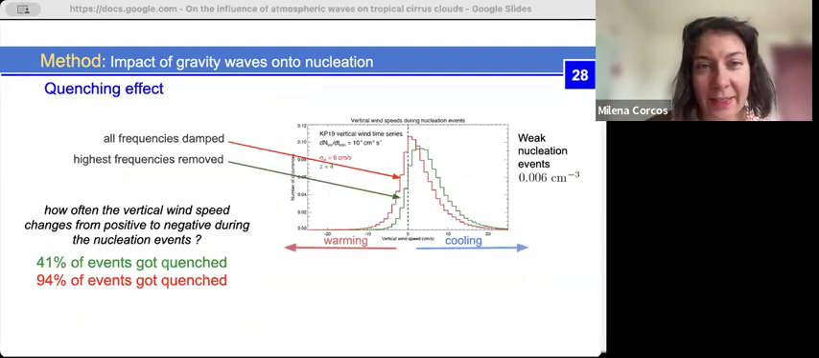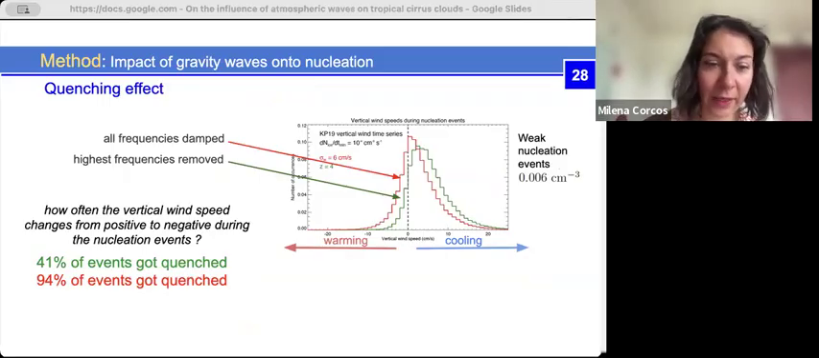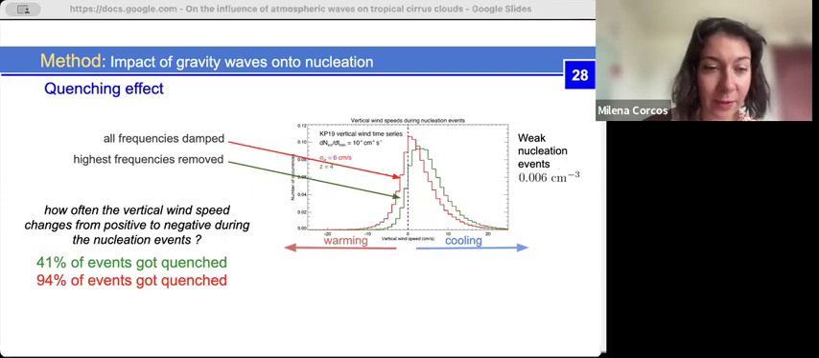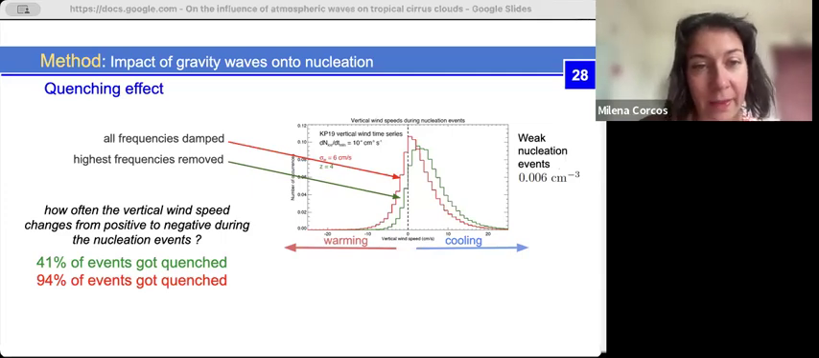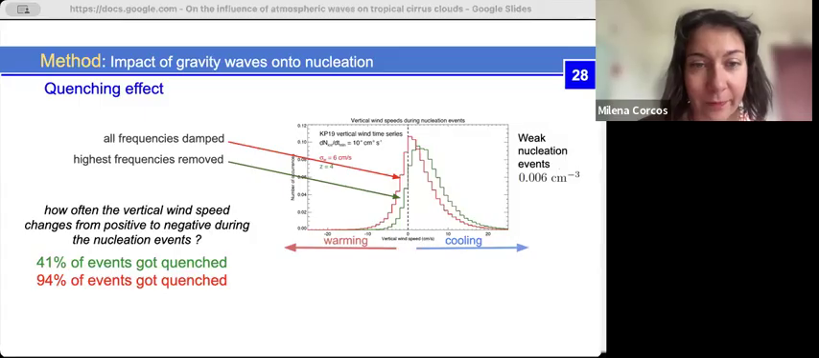We wanted to investigate why, and we looked at the vertical winds happening at the nucleation. We know homogeneous freezing needs some cooling, but it also needs this cooling to last long enough. If the fluctuation reverses too quickly, the air parcel can start warming before the nucleation can fully develop, and it is called the quenching of the nucleation. So the question we asked is, during a nucleation, how often does the vertical wind reverse from positive to negative?